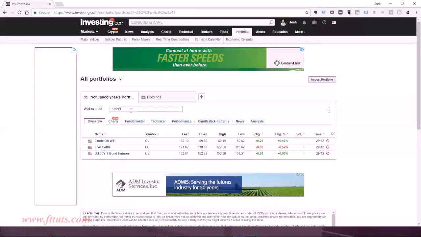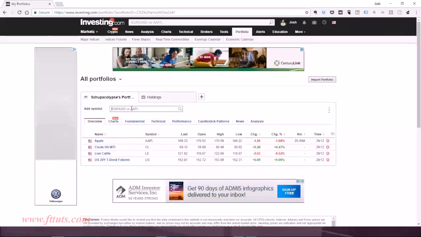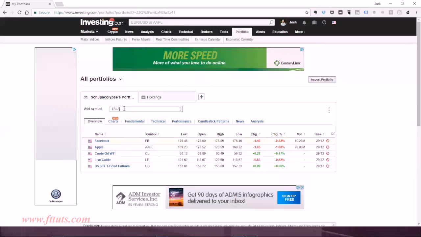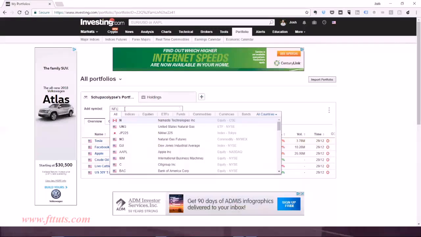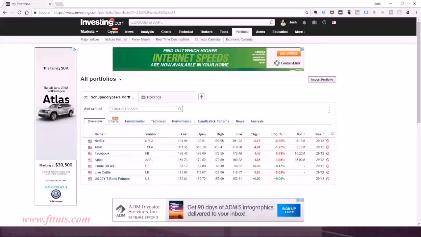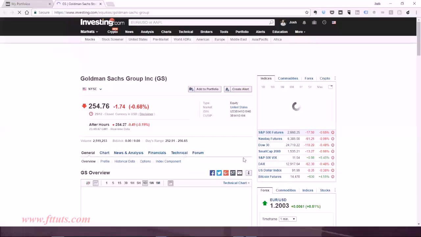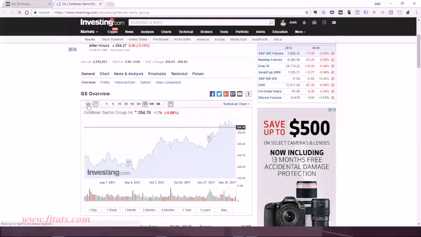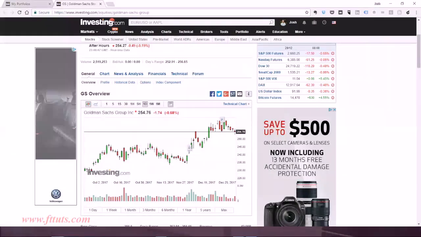So, say I wanted to add Apple stock. Say I wanted to add Facebook. Tesla. Everybody talks about Tesla. How about Netflix? Maybe you like Goldman Sachs, right? We can have good stocks, we can have futures. You can have whatever you want in there, but then you can click on the chart, pick a time frame. You can click over here to the candlesticks that allows you to see this. Pick a time frame.